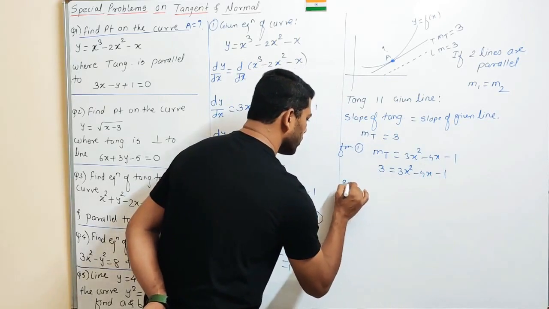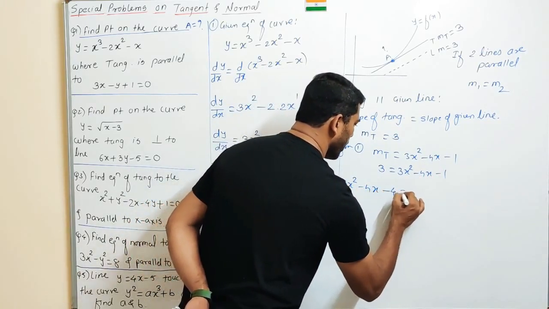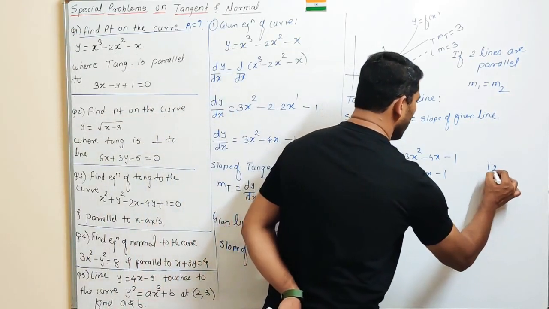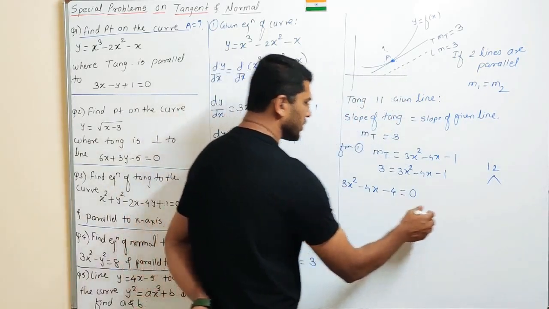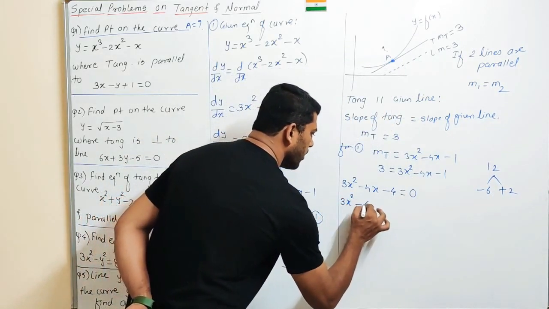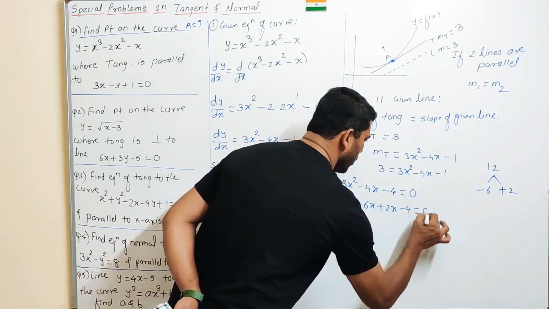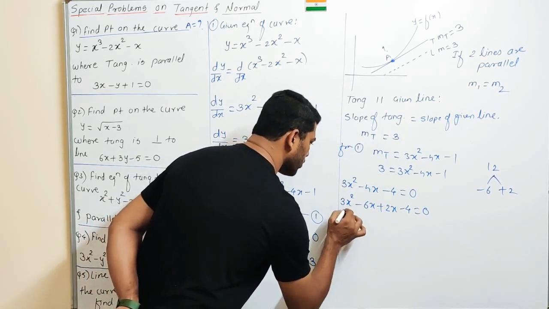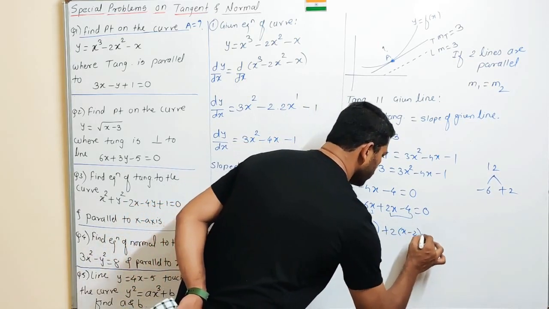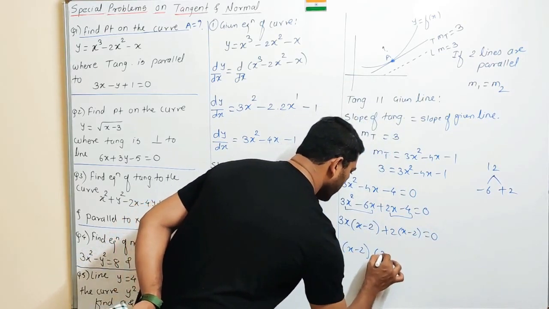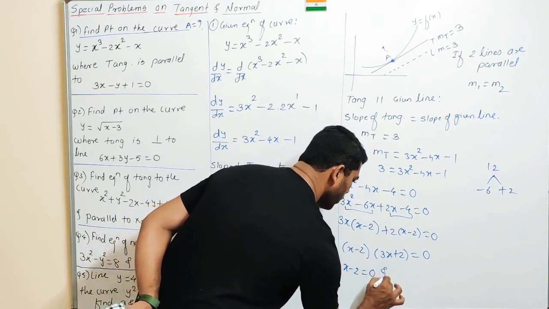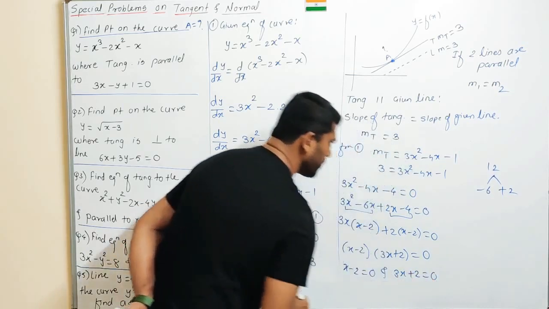Shifting this 3 to this side, this is 3x square minus 4x minus 4 equal to 0, which is a quadratic equation. So let's factorize this. 3 fours are 12. You have to factorize this 12 such that the difference is minus 4. Is it minus 6 plus 2? So minus 6 and plus 2 are the factors. So 3x square minus 6x plus 2x minus 4 equal to 0. Taking 3x common from the first two terms leads to x minus 2. Taking 2 common from these two terms, so x minus 2. So overall the factors are x minus 2 and 3x plus 2 equal to 0. Separating these factors, x minus 2 equal to 0, and 3x plus 2 equal to 0.